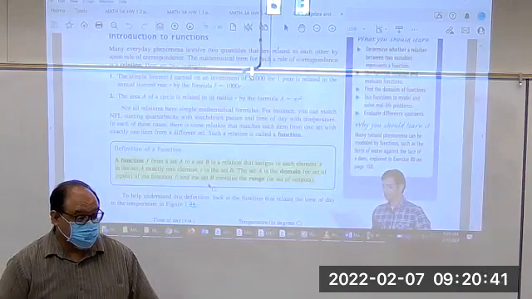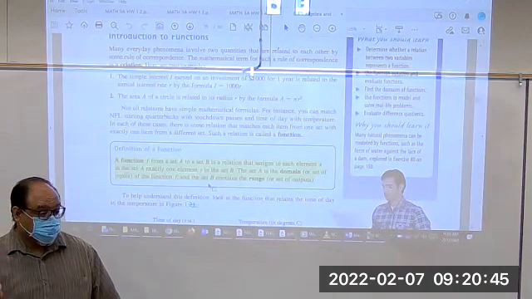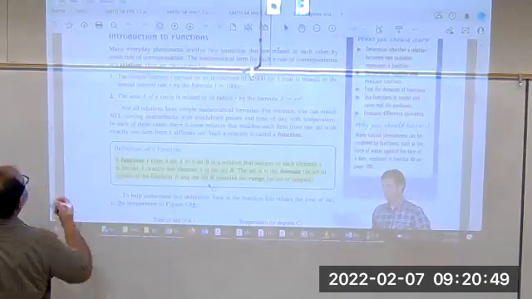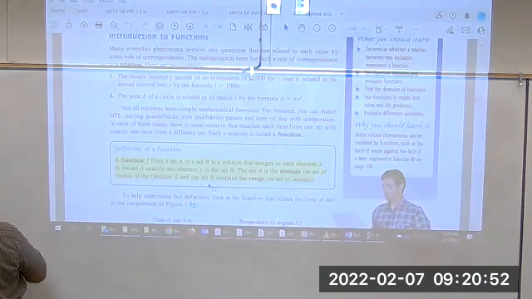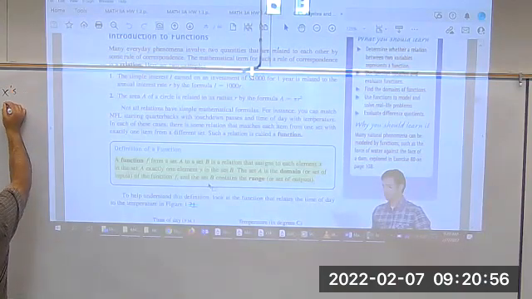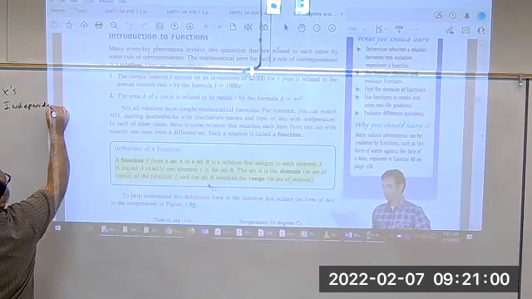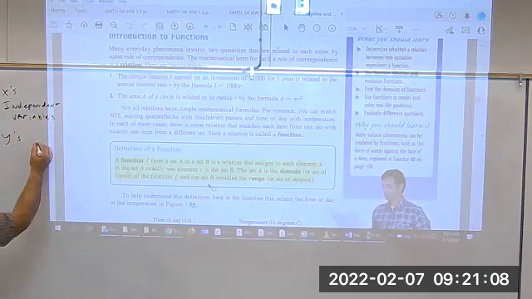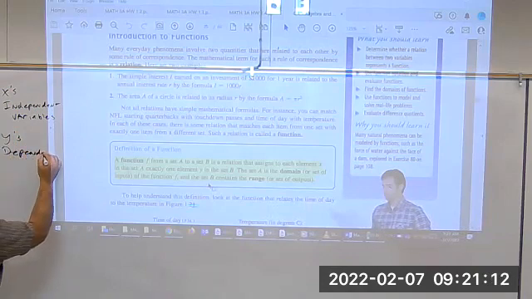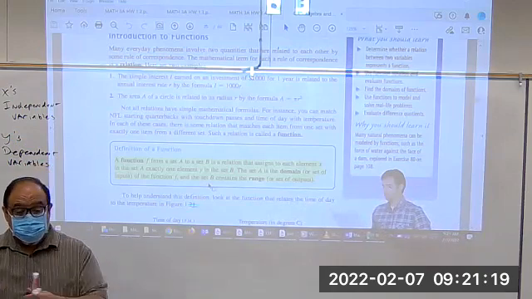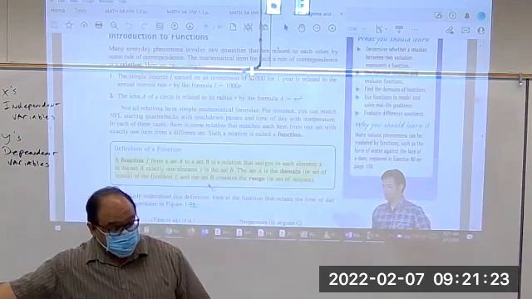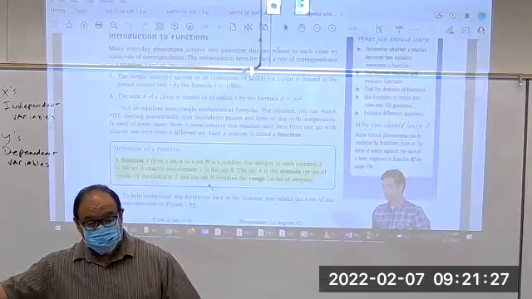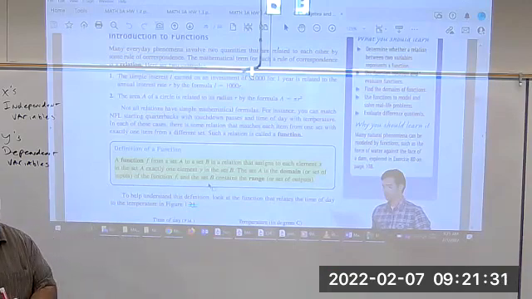Ordered pairs, x's and y's. The x's are the independent variables. The y's are the dependent variables. Because you can choose whatever you want. x can be anything it wants, but as soon as you plug it in, y depends upon what you just plugged in. You can't figure out what y is until you plug in something for x. So x can be anything, and then y gets determined by what x is. y depends on what x is.